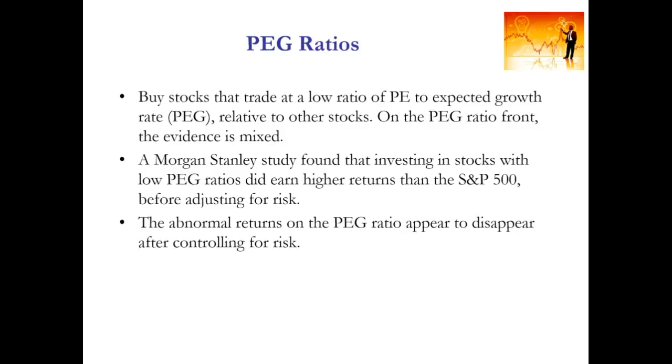Now, there is some evidence that suggests that stocks that have a low PEG ratio do tend to earn higher returns. A Morgan Stanley study found that this was the case, that stocks with low PEG ratios outperform the S&P 500 index. However, it's been argued that this outperformance can simply be explained by risk, because not only are low PEG ratio stocks earning higher returns, but they also tend to be riskier.